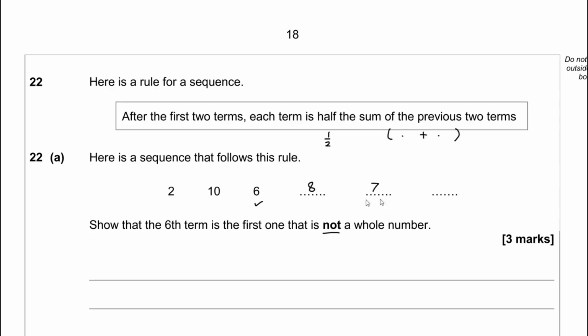Now for the next term, 8 plus 7 is 15, and half of 15 is 7.5. So we know this is the first term that is not a whole number. We have shown this, but if you want to show it properly, let's write this. Half of 10 plus 6 is 8, and then half of 6 plus 8 is 7, and then half of 8 plus 7 is 7.5. So this is not a whole number.